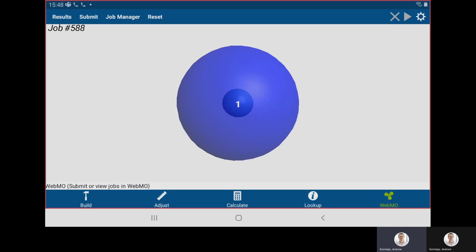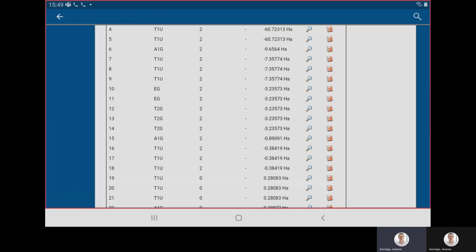An s orbital is spherically symmetric, so it just looks like a ball surrounding the nucleus, and that's what we see here. Okay, so we've identified our s orbital. If we go back to our results, we can now think about orbitals 16 to 18, those 3 orbitals with the same energy, which we think will be our set of 3 p orbitals. And our p orbitals are different to our s orbitals.